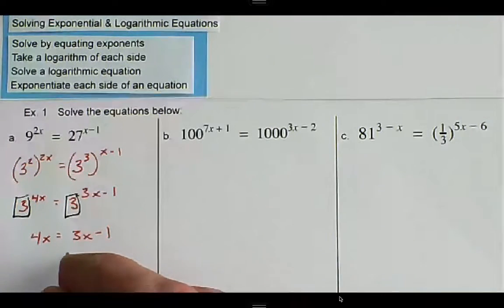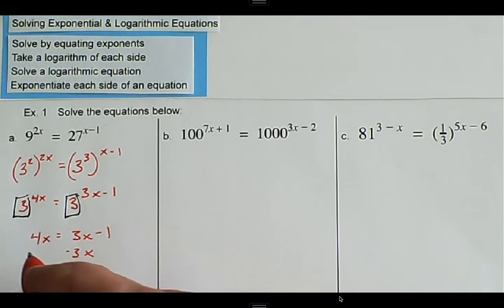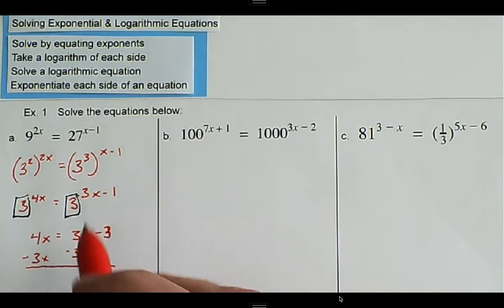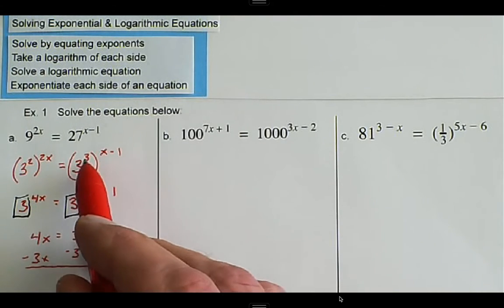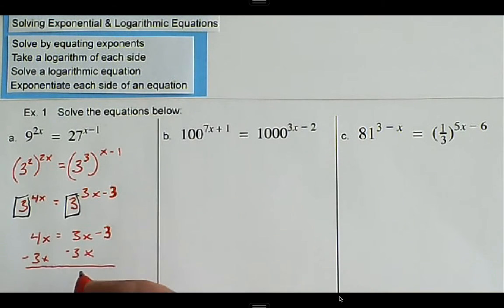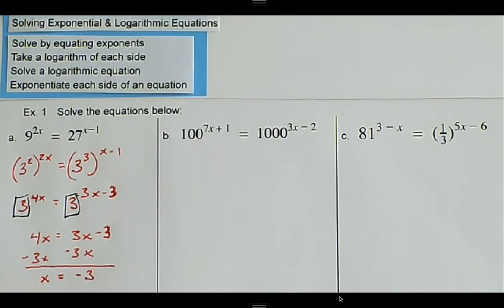Then we can subtract 3x. This should be negative 3 here. 3 times negative 1 should be negative 3. You have to multiply by both. So we subtract, and then we get x is equal to negative 3. And so that is the solution.